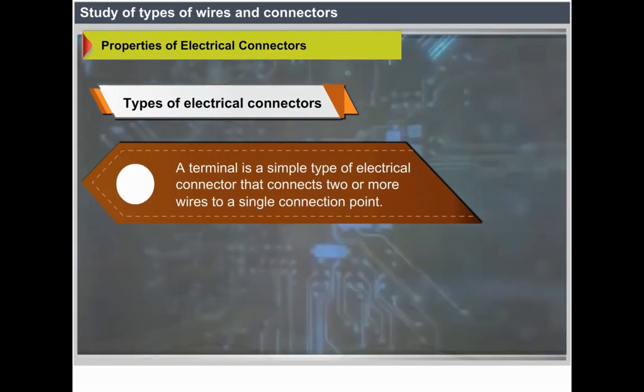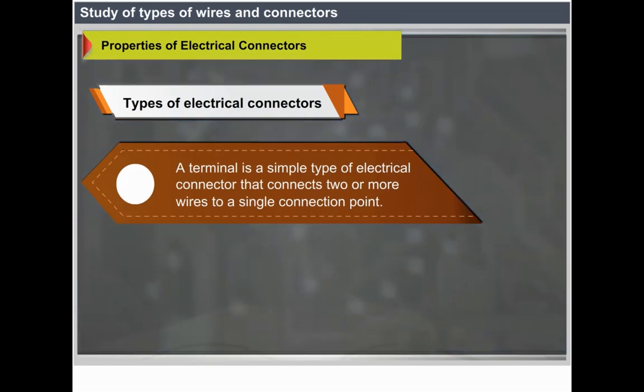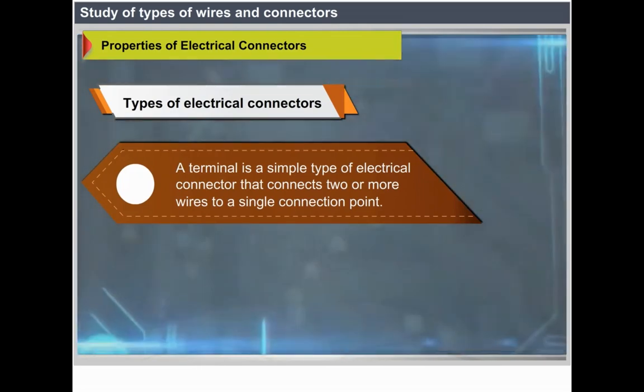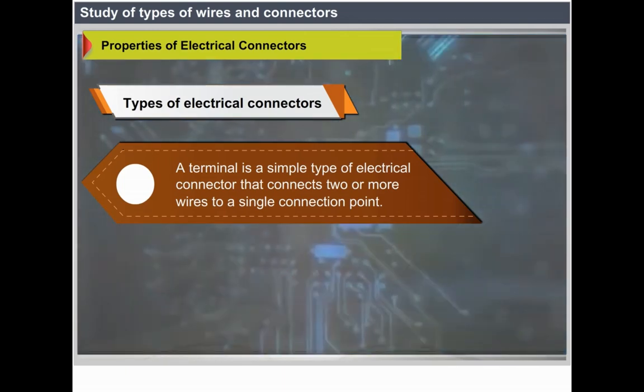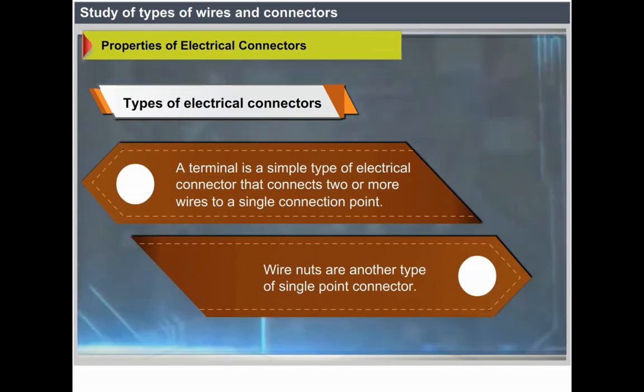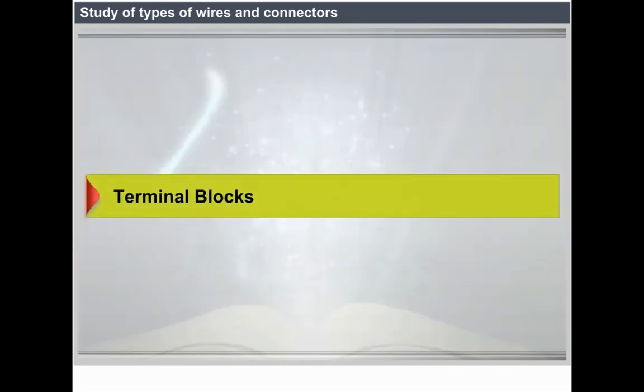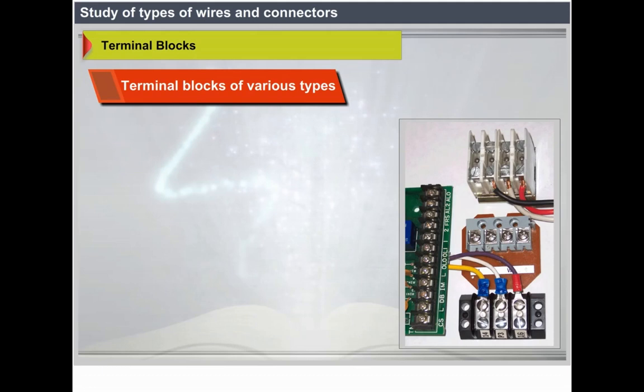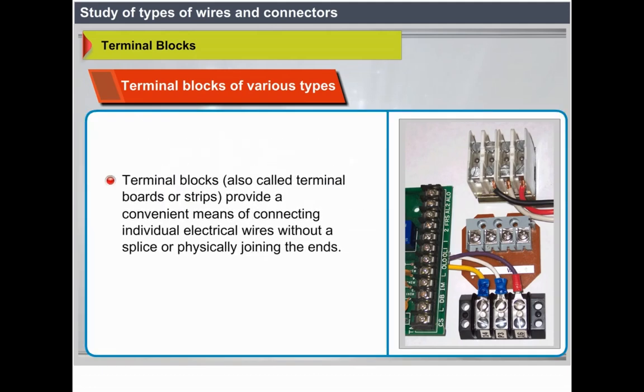Types of electrical connectors. A terminal is a simple type of electrical connector that connects two or more wires to a single connection point. Wire nuts are another type of single point connector. Terminal blocks. Terminal blocks of various types. Terminal blocks, also called terminal boards or strips, provide a convenient means of connecting individual electrical wires without a splice or physically joining the ends.